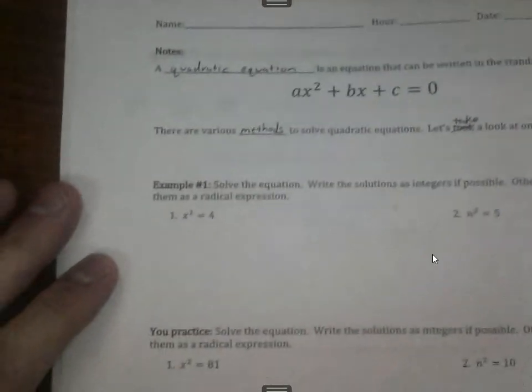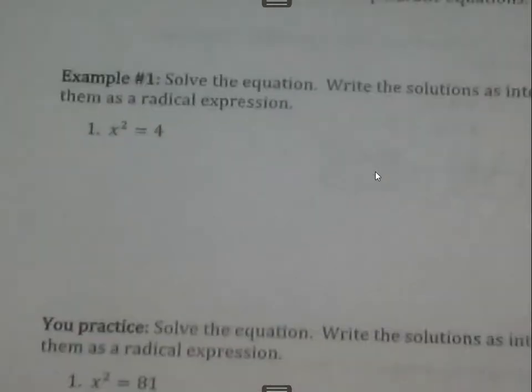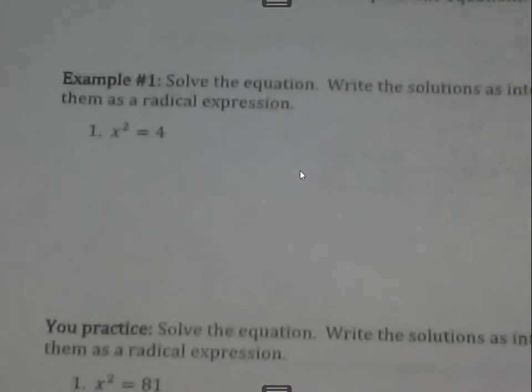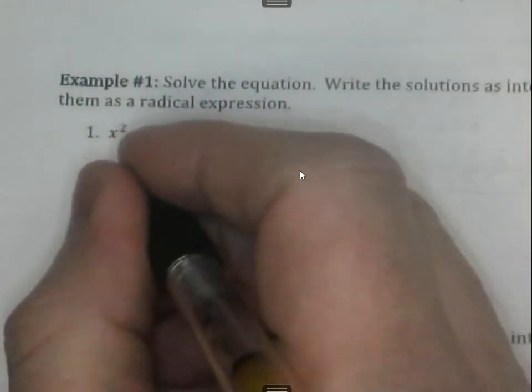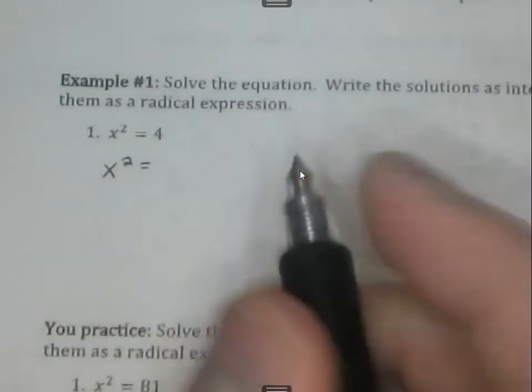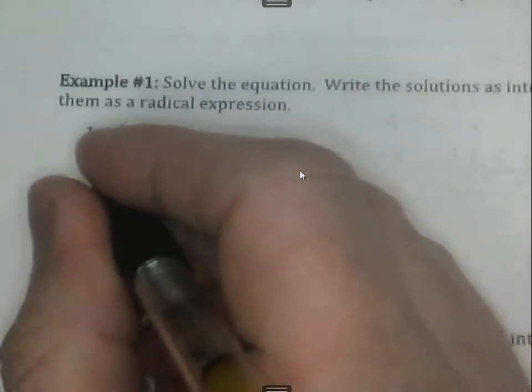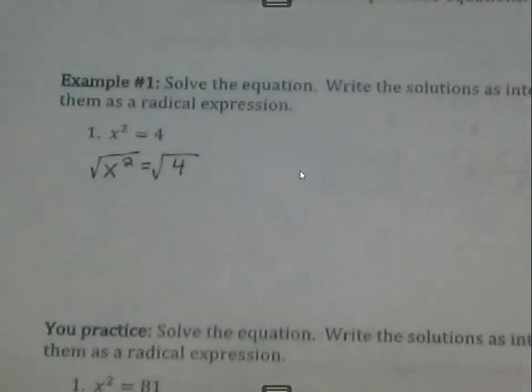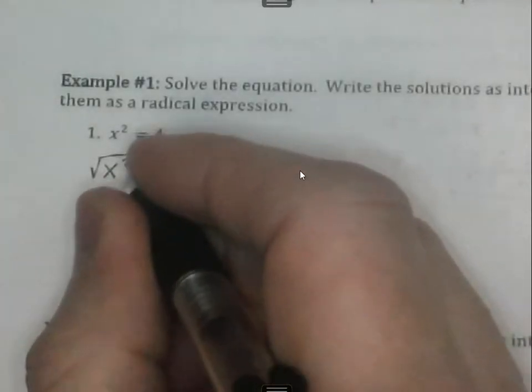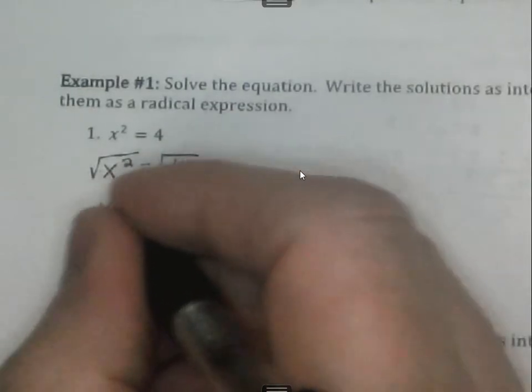Example 1. Solve the equation. Write the solution as integers if possible. Otherwise, write them as radicals. Well, in order to get rid of the square, what we need to do is the inverse of the square, which in this case is the square root. Now, if I do this, the square and the square root cancel, so I'm left with x.